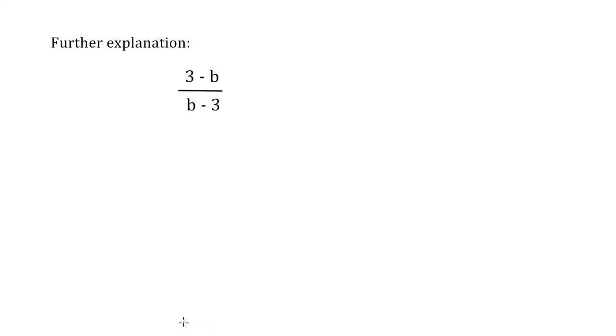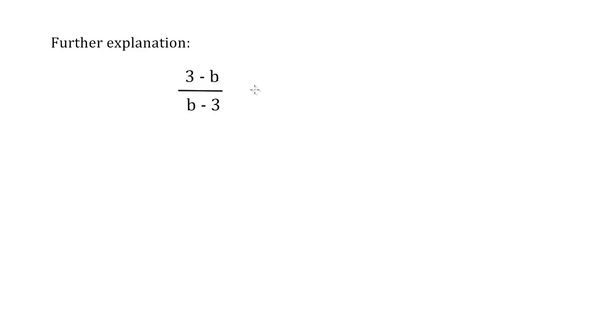Before I summarize the video, let me just end by doing a further explanation of why 3 minus b over b minus 3 equals negative 1. Now, for those of you that are not interested, you can just skip this part, but generally I'll have at least 1 or 2 students that ask me why this is so, or can you explain it a little farther? So let me do that right now.